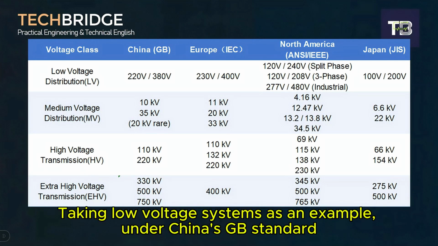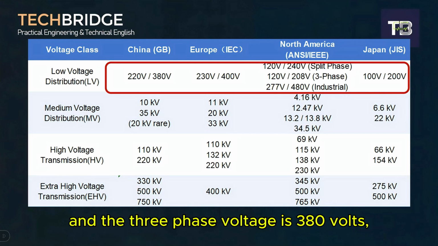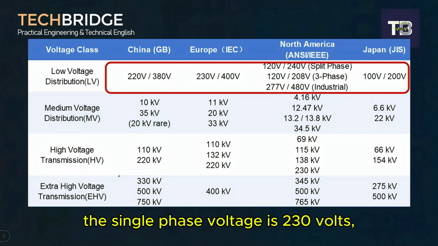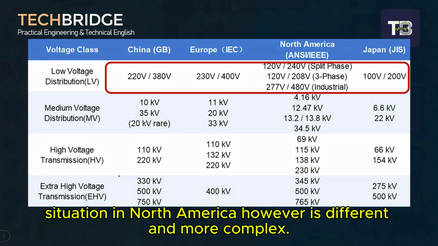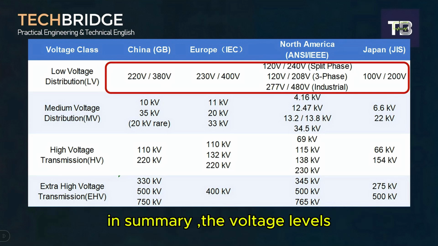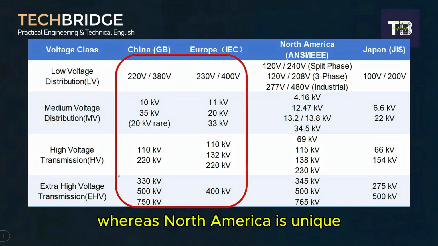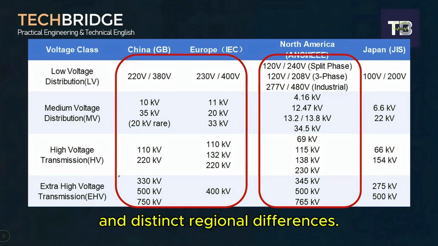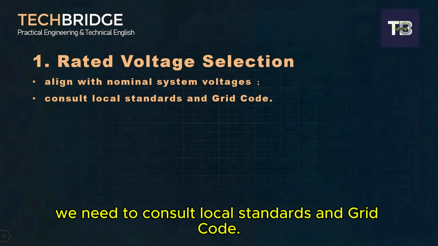Taking low voltage systems as an example, under China's GB standard, the single-phase voltage is 220 volts, and the three-phase voltage is 380 volts. Under the European IEC standard, the single-phase voltage is 230 volts, and the three-phase voltage is 400 volts. The situation in North America, however, is different and more complex. In summary, the voltage levels under the GB and IEC standards are almost the same, whereas North America is unique, characterized by a wider variety of voltage types and distinct regional differences. So before we decide to design the transformer, we need to consult local standards and grid code.